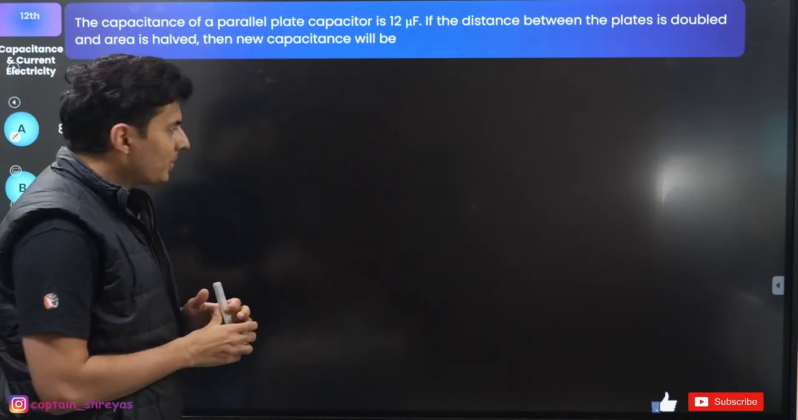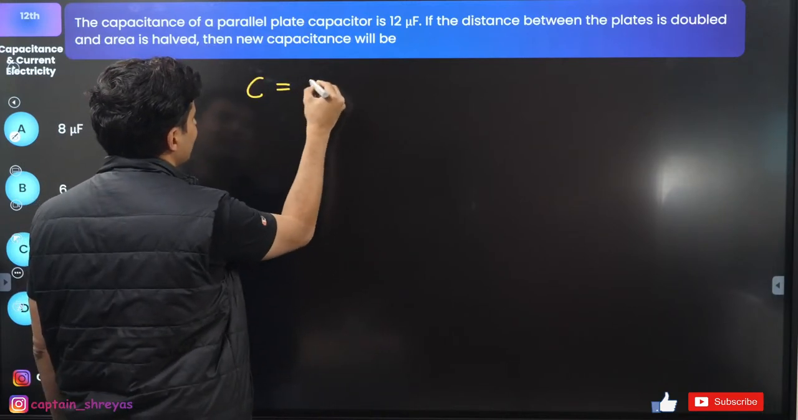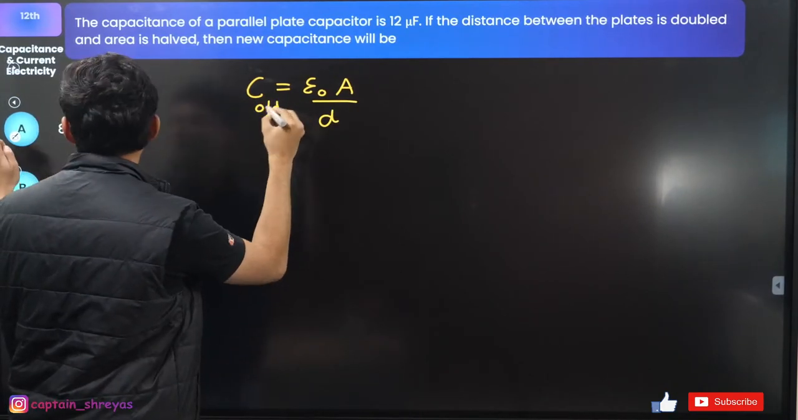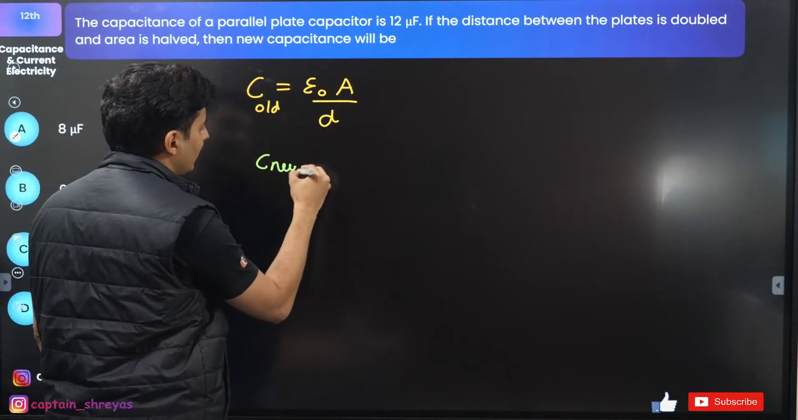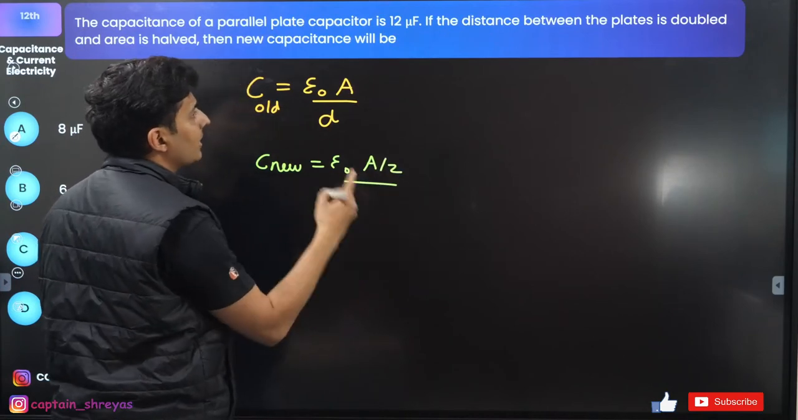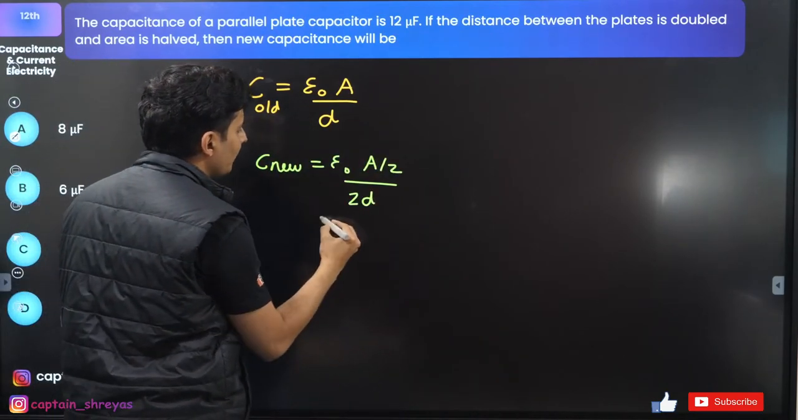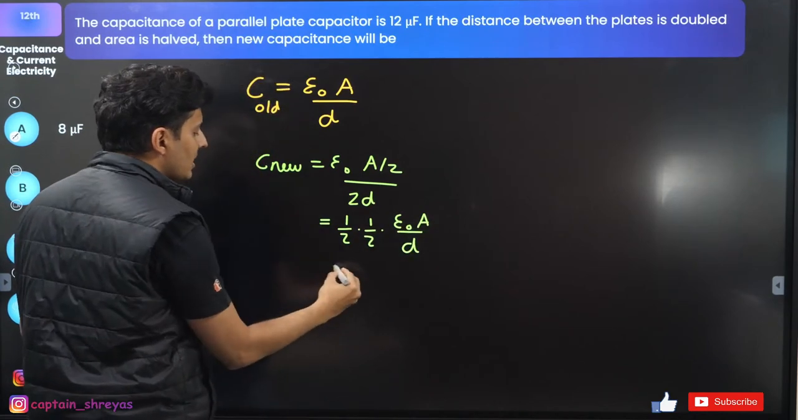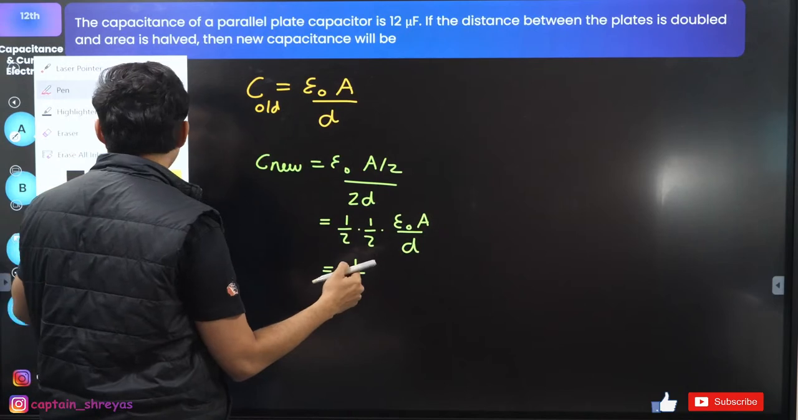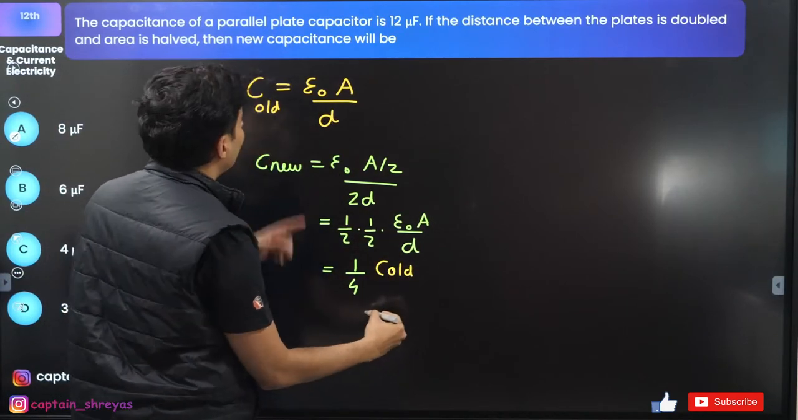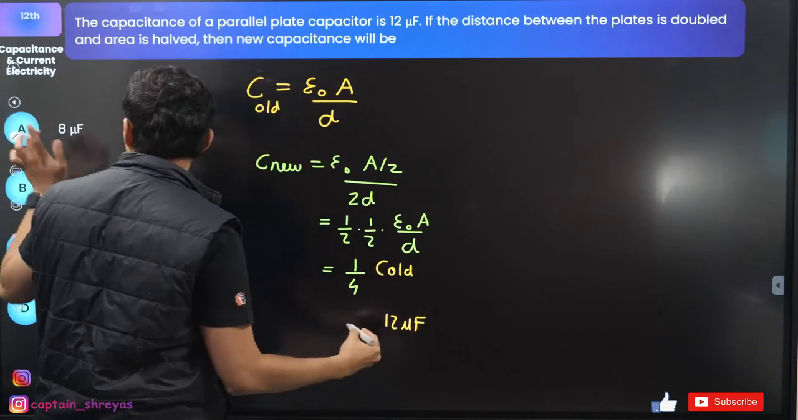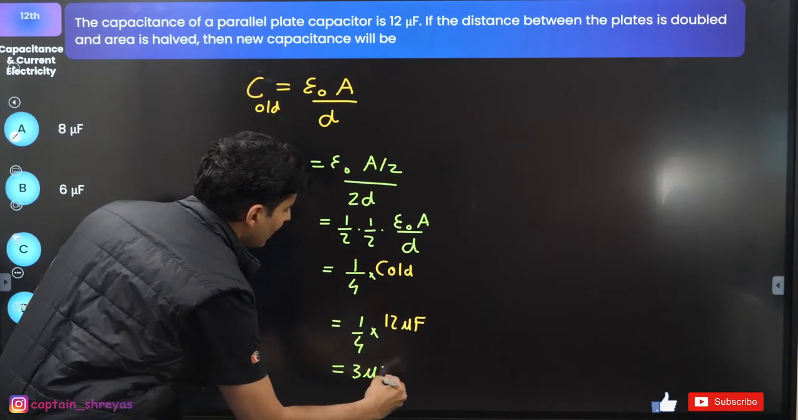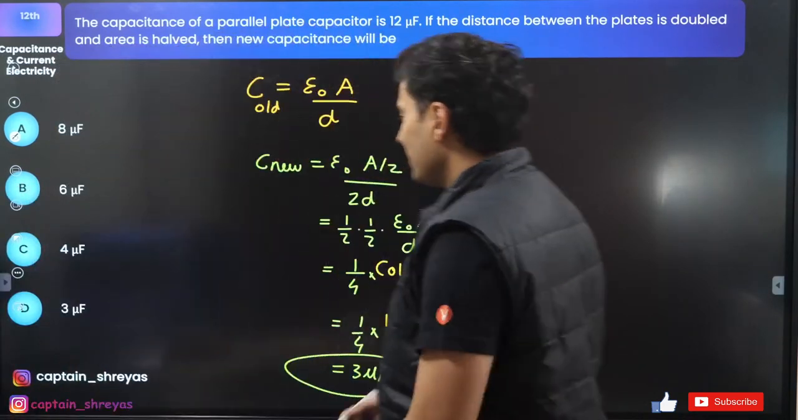Okay. Let's see. Let's try to figure this out. First of all, the capacitance is given by epsilon naught A by D. Now, this is the old capacitance. I'll just put it as C old. Now, what about the new capacitance? The new capacitance will be epsilon naught, area is half, the distance is doubled, so 2 times D. So this will become 1 by 2, this 2 also comes, and epsilon naught A by D. Interestingly, 1 by 2 by 2 is 1 by 4. Epsilon naught A by D is the old capacitance, and we know the old capacitance is given to be 12 microfarad. So I just have to multiply it by 1/4 to get the final answer as nothing but 3 microfarad. That's it. Option D, yes.